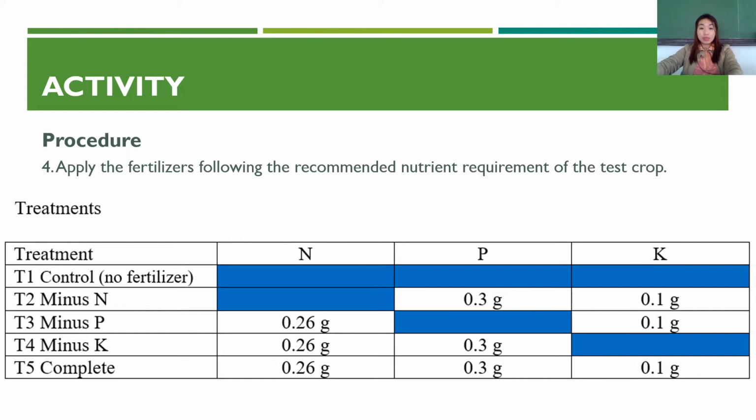For your treatment 2, you apply phosphorus. You apply phosphate, which is the source of your phosphorus. Apply 0.3 grams. And then, for potassium also, you apply 0.1 gram of potash. And, ganon din sa mga ito. Now, for your treatment 5, you apply the 3 fertilizers. So, 0.26 grams of urea to supply yung nitrogen. And then, 0.3 grams of phosphate to supply phosphorus, and so on. So, ganun ha. Per pot ito. Okay? Per pot. So, pwede ninyong i-mix na yung mga ito. I-mix na.